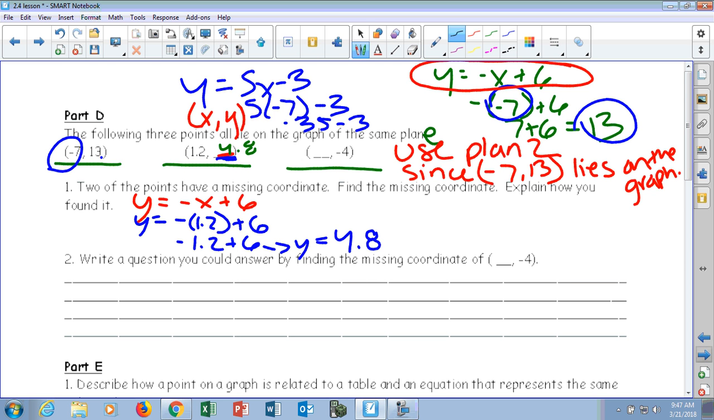Again, with our next equation, this time we have our y and we need our x. So I'm going to plug in negative 4 in for my y and solve for x. How am I going to start doing that? Peyton, how would I start doing that to solve for my x? I got to get x by itself.